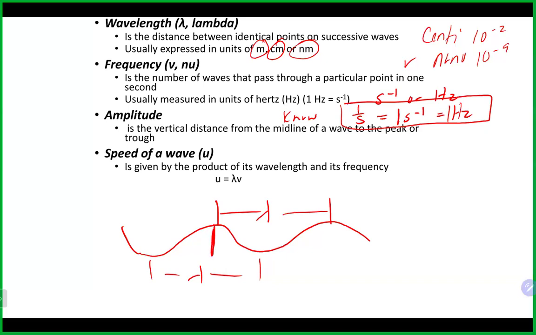Amplitude is how tall the wave is, from its midpoint there to the bottom, is the amplitude. And the speed of a wave can be found by taking lambda, which is typically in meters, times the frequency, which is typically in reciprocal seconds. So typically when we talk about the speed of a wave, we're usually using units of meters per second. So meters per second is a common unit that we use for the speed of a wave.